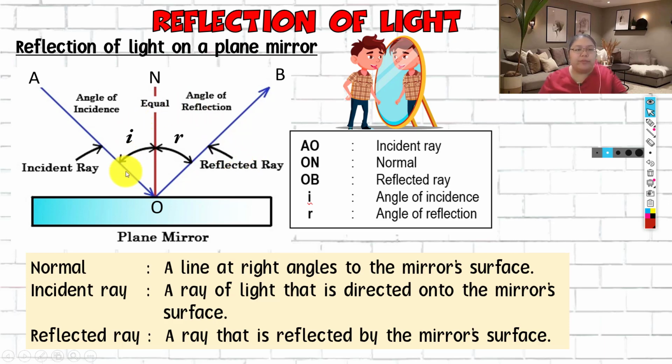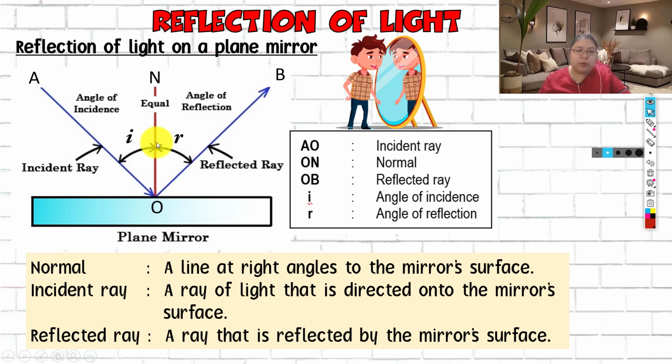This one is a diagram of refraction from the plane mirror. The plane mirror should be a smooth surface. OA stands for the incident ray. OB stands for the refracted ray. Then the center one must be 90 degrees with the plane mirror. This one we call the normal, ON.